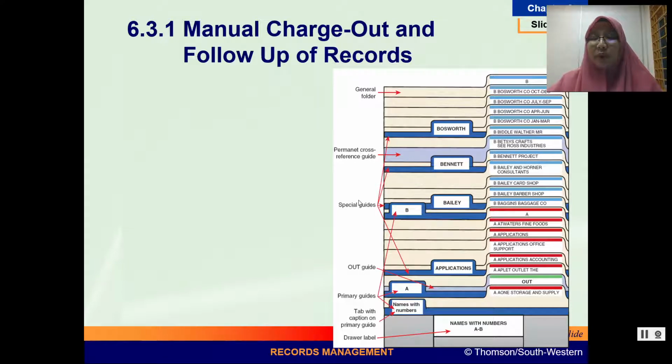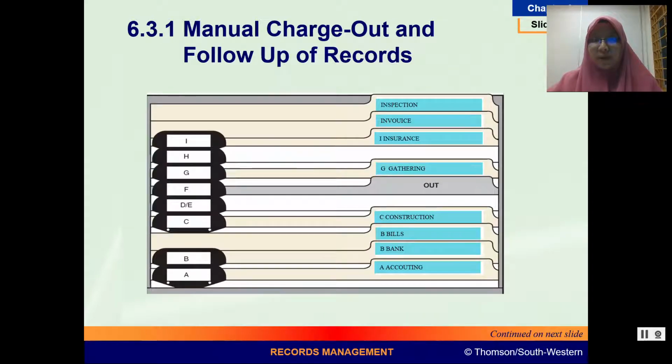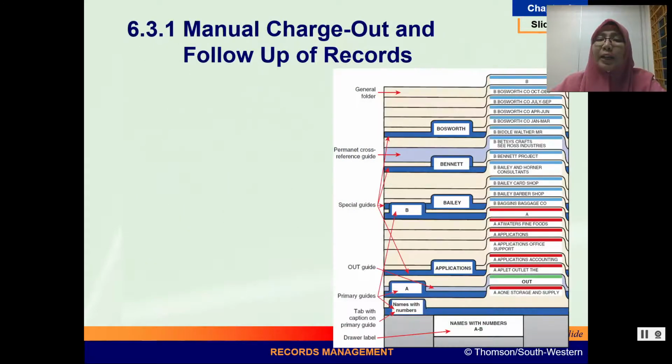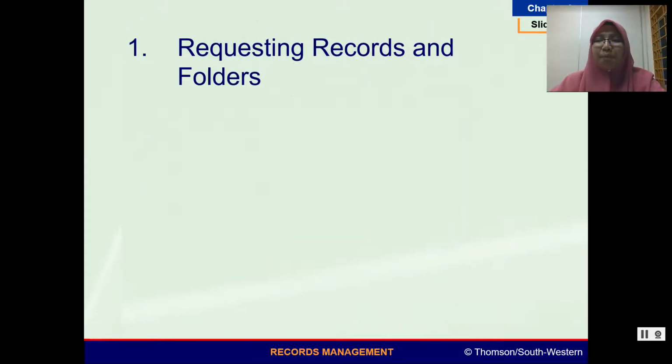So I'm going to give you another example. Can you see this one? In letter F, you have out. So this is what we call out guide. Someone is borrowing the document or the folder, the F folder. Okay, so recap. Again, we are going to have 5 procedures, and we are going to discuss this one by one because there's a lot in each procedure for borrowing paper. So let's take a look at procedure number 1.